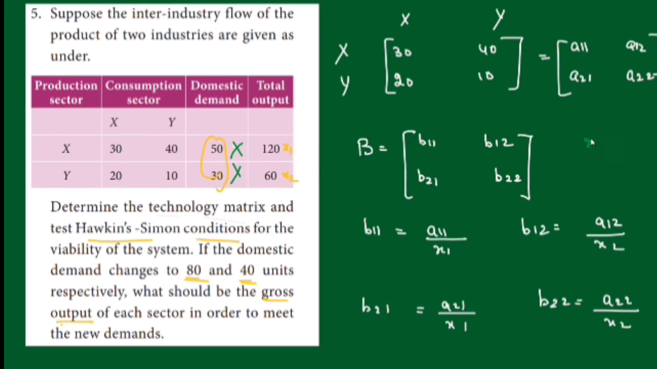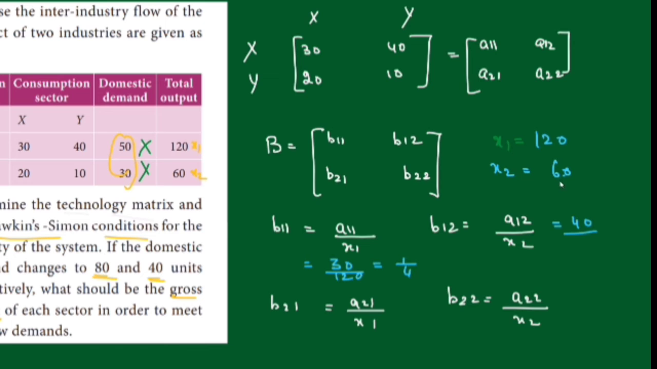So what is X1? X1 is equal to 120. X2 is equal to 60. No, 30 by 120. It is 30 by 120. That is 1 by 4. A12 is 40 by X2. X2 is 60. So it is nothing but 2 by 3.